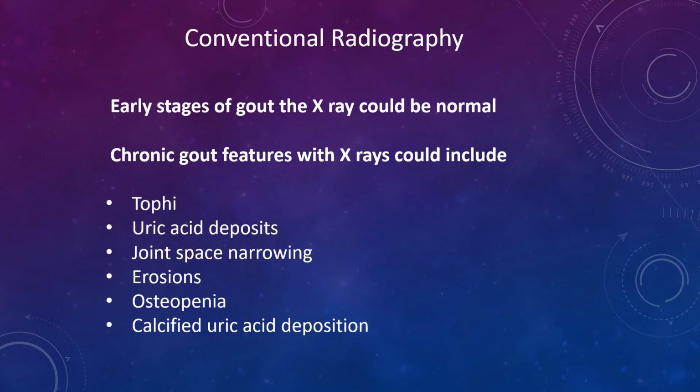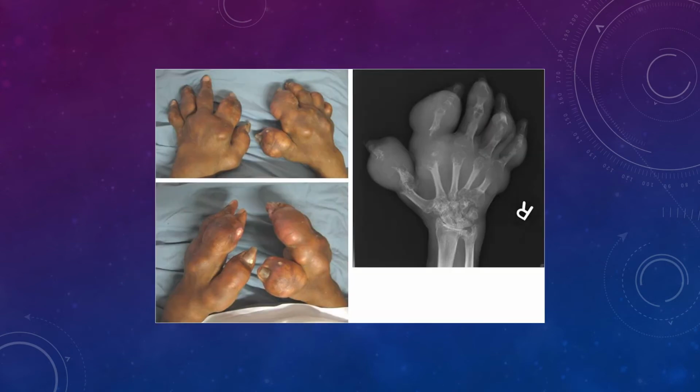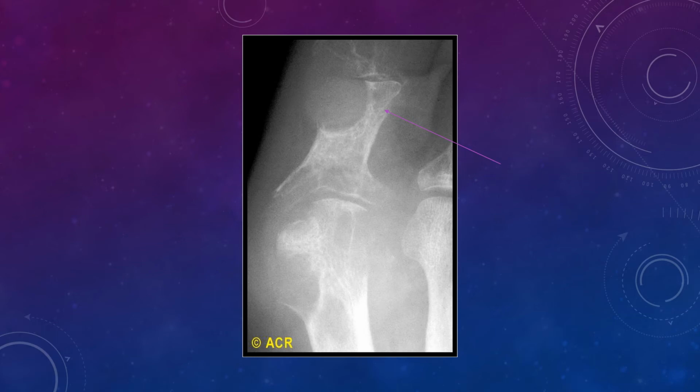Conventional radiography or x-rays may be normal in early stages. Chronic gout features on x-rays include the tophi, the joint space narrowing, the erosions, osteopenia, and uric acid deposition. This is an example of gout where we have erosions of the knuckles, of the finger joints, as well as tophi. There's wearing away of the bones.